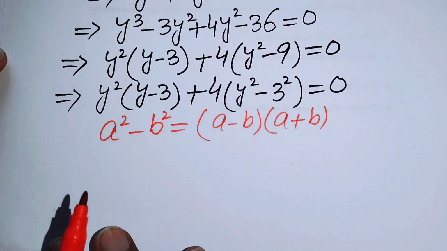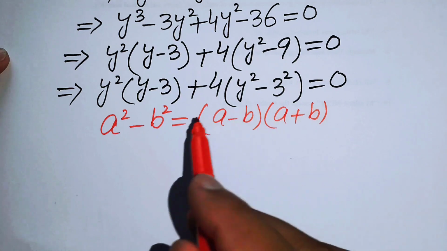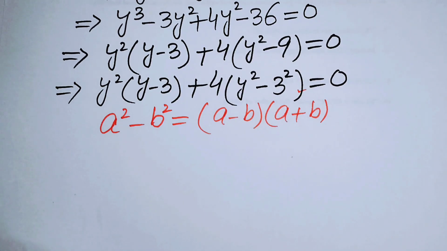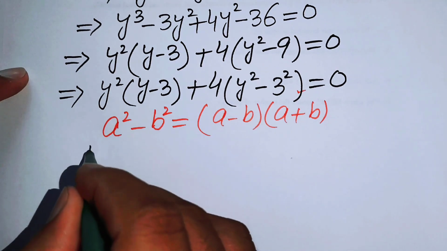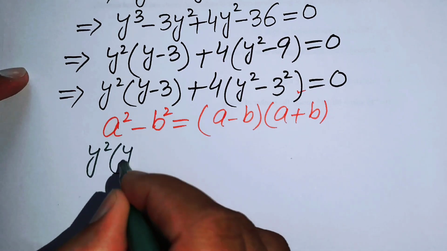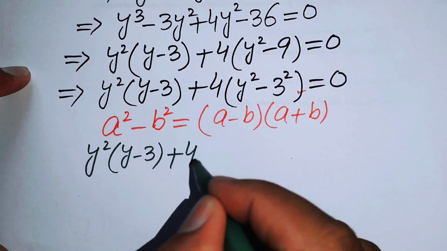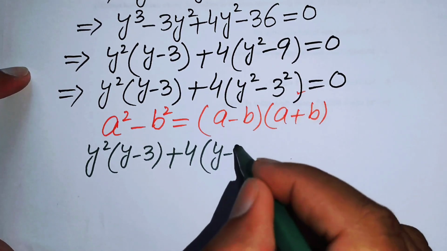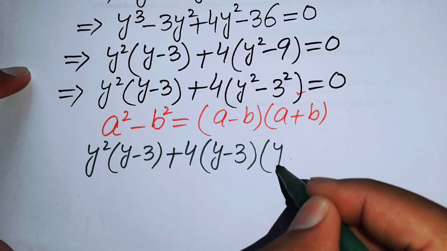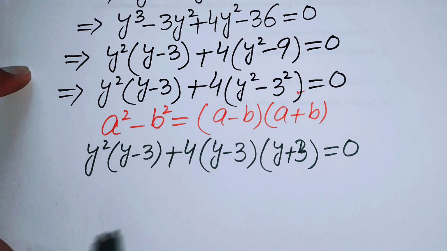So now we can apply this formula on this expression, so that it becomes y squared times y minus 3 plus 4 times, here I apply this formula and you get y minus 3 times y plus 3, equals 0.